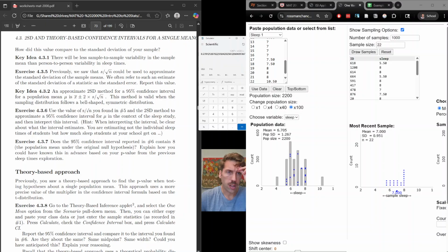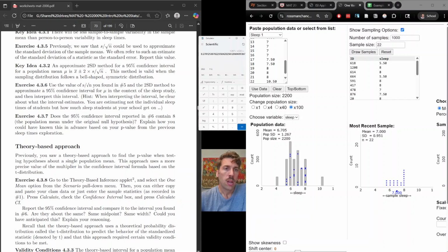So report that value. The key idea: an approximate 2 standard deviation method for a 95% confidence interval for the population mean is X bar, that's your sample statistic, plus or minus 2 times standard deviation divided by square root of n. This method is valid when the sampling distribution follows a bell-shaped, symmetric distribution. And we'll talk about how to know that in a little bit.